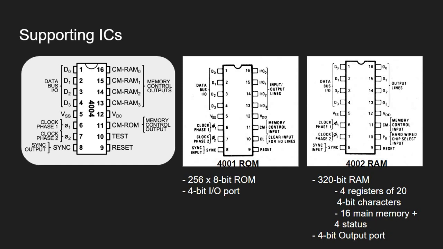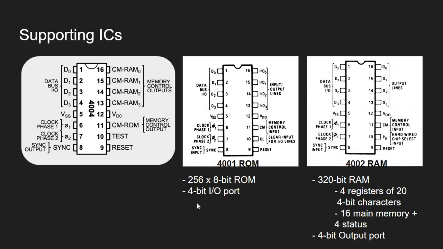16 represent the main memory, and 4 registers are known as status registers. And the RAM chip also contains a 4-bit output port. And again, you can have multiple of these, and you will get multiple output ports. So again, how may the CPU select either memory data or I/O port?